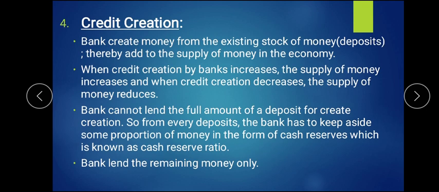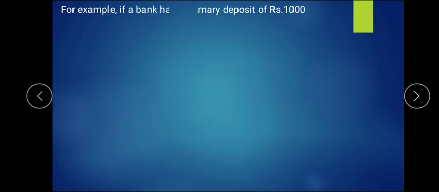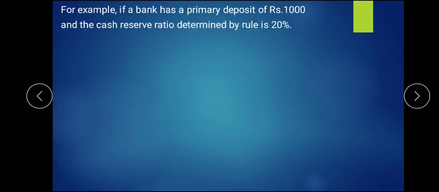Now let us understand this with the help of an example. Suppose a bank has a deposit of 1,000, a person A has deposited 1,000, and the cash reserve ratio here is 20%.